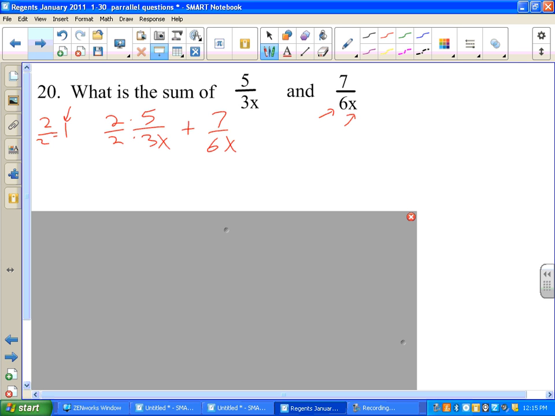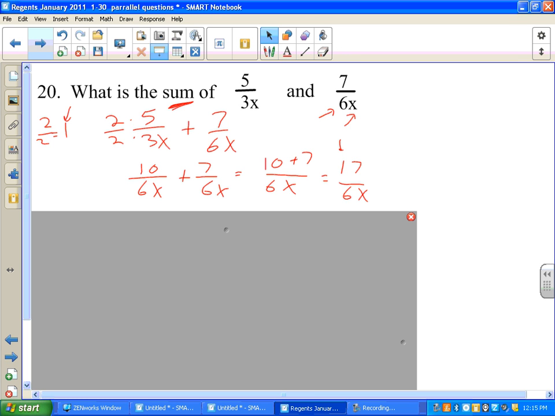So we're multiplying this by 2 over 2. 2 times 5 is 10. 3x times 2 is 6x. Plus, because it says sum, 7 over 6x. Remember, all you do is add the numerators. 17 is a prime number, so we know that it doesn't simplify at all.